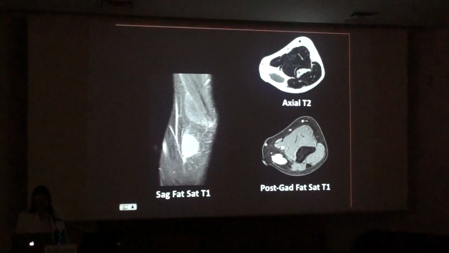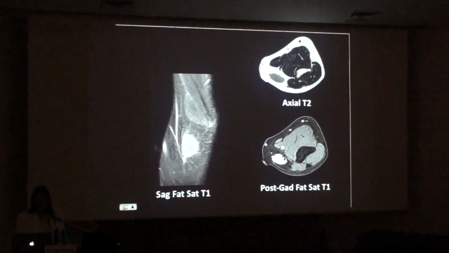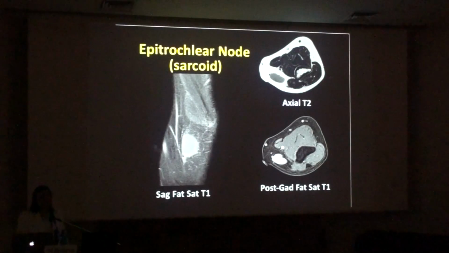So on the axial image, you see his humerus, and here's the mass. We gave contrast, it enhanced. There's no fatty hilum here, but that's a great location for what? An epitrochlear node, and in this case the node was involved with sarcoid, and so it effaced the fatty hilum, but thinking about the location helped us realize that we were probably looking at a process.